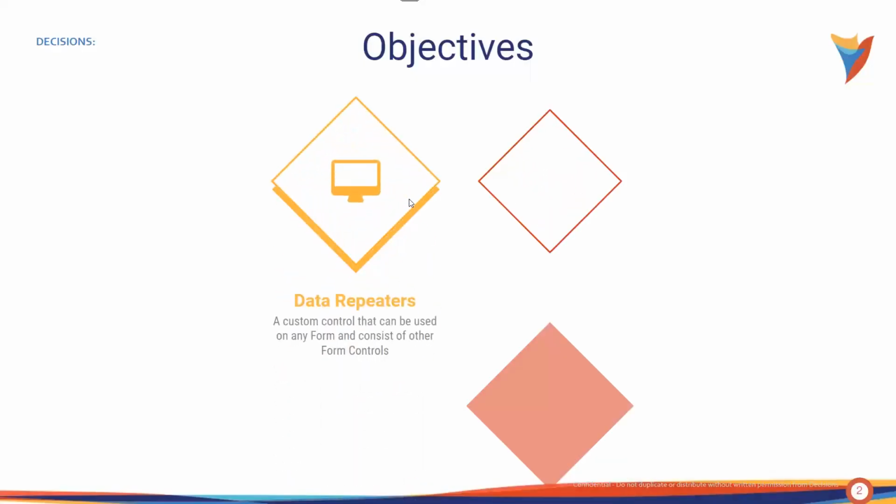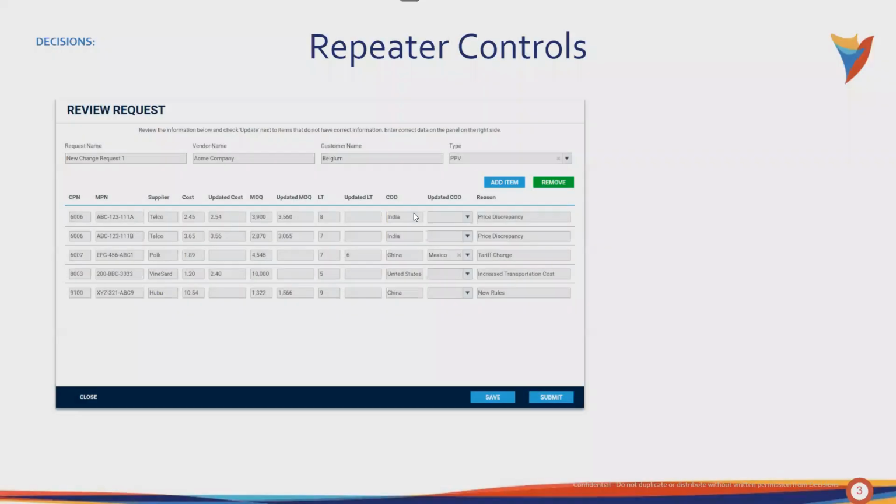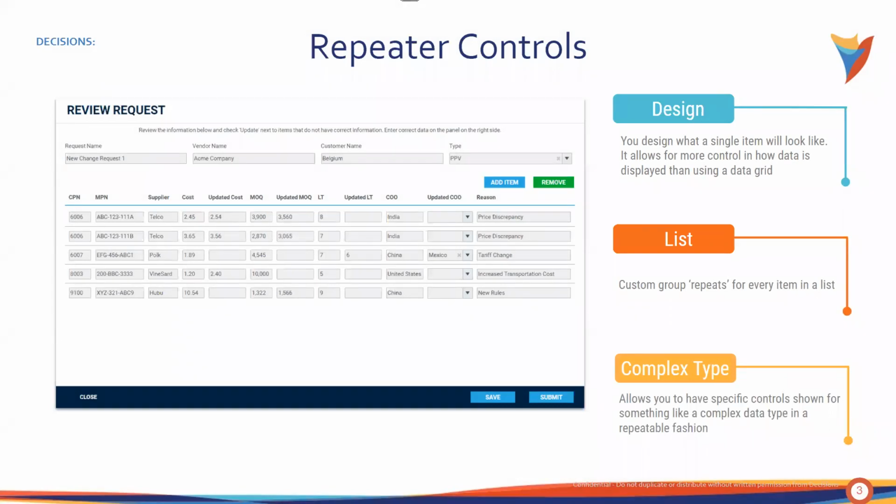The objectives are twofold. We're going to talk about data repeaters, and we're going to talk about sub-dialogs. Sub-dialogs and data repeaters are ways to extend a user's form experience within the process. So how do we do that? Well, what the data repeater is good for is it is what we call a list control, meaning that it takes in a list of data. So you can say, hey, I want to display a list of data, a complex type, in a format that's just a mini form on top of another form.